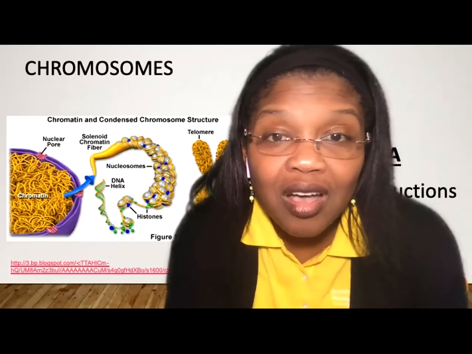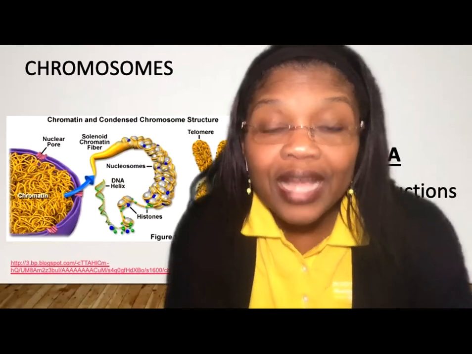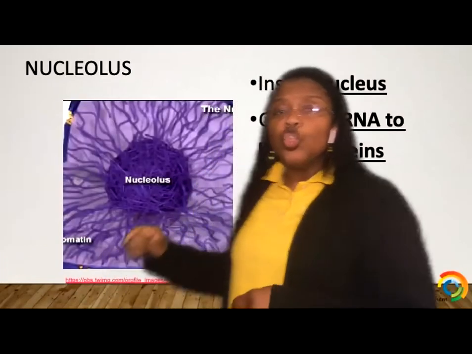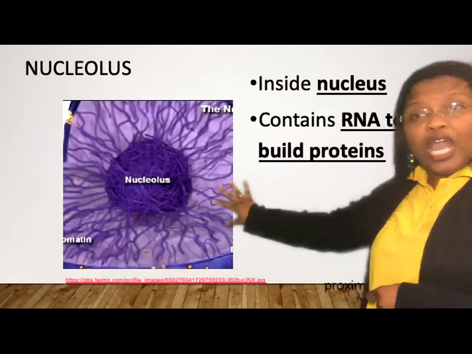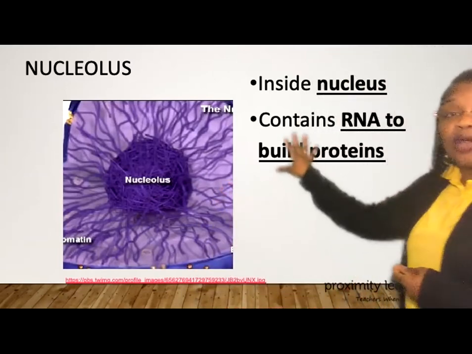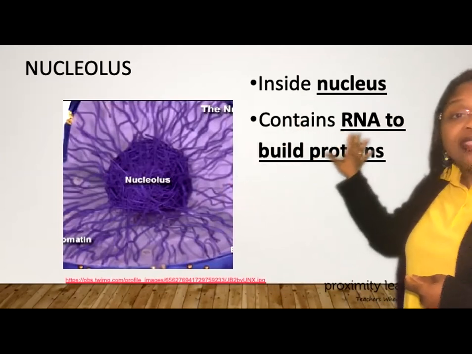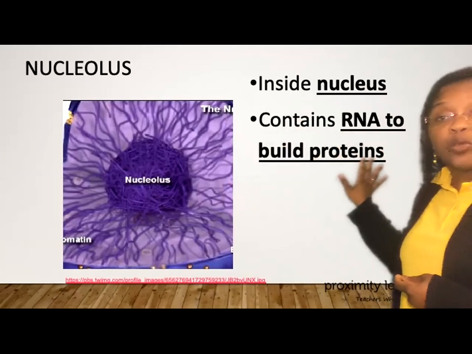Okay, moving on. All right, now also in the nucleus, something called the nucleolus. Ooh, it almost looks like the iris of an eye. Well, that is found inside of the nucleus, guys, and it contains something called RNA. That RNA is used to build proteins.